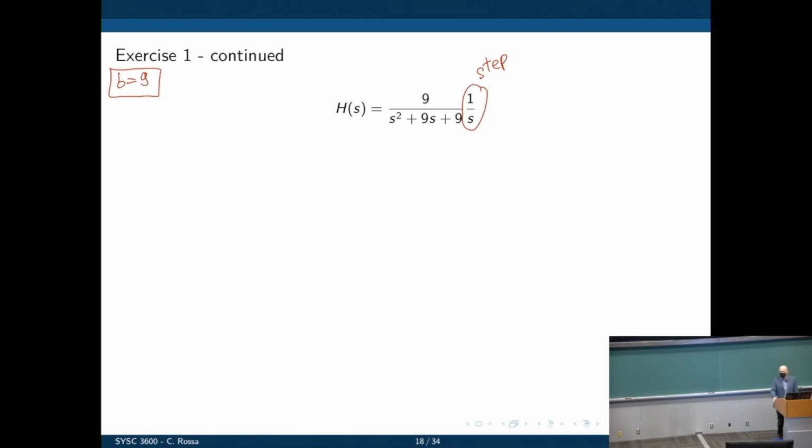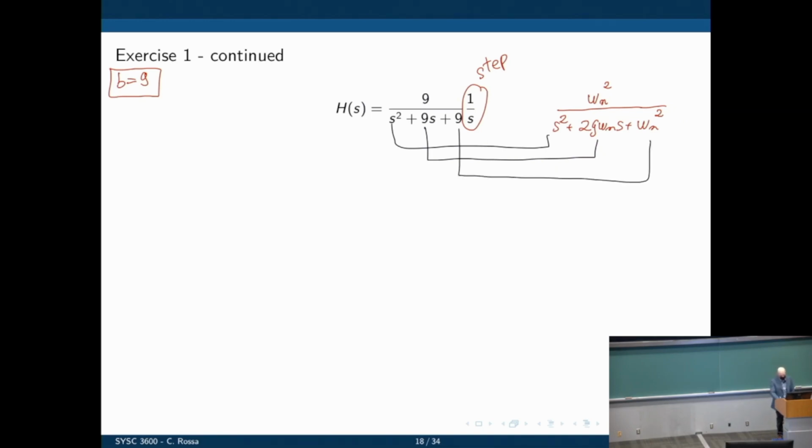Okay, so we want to sketch the time response. To do that, what do we need to figure out? We need to know the damping ratio, so that will tell us the shape of the time response. We need to know the natural frequency. Our standard formulation for the second order system is omega n squared divided by s squared plus 2 zeta omega n s plus omega n squared. Now we can equate the coefficients. We see that the coefficient of s squared is 1. That's good. The coefficient of s is 9 and 2 zeta omega n. And the coefficient of s to the power of 0 is omega n squared.